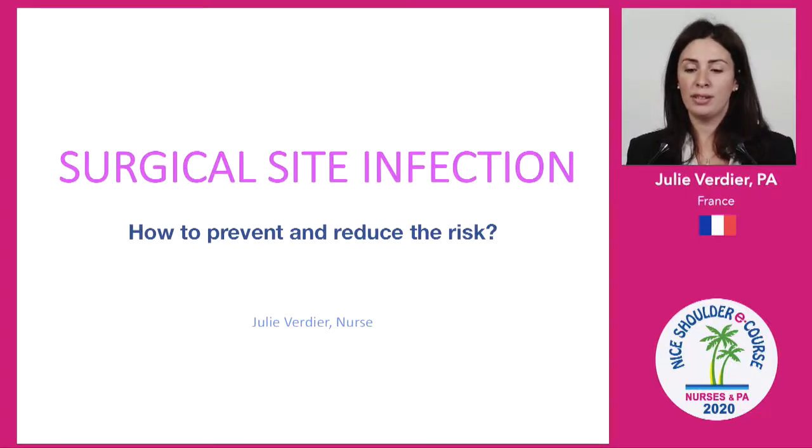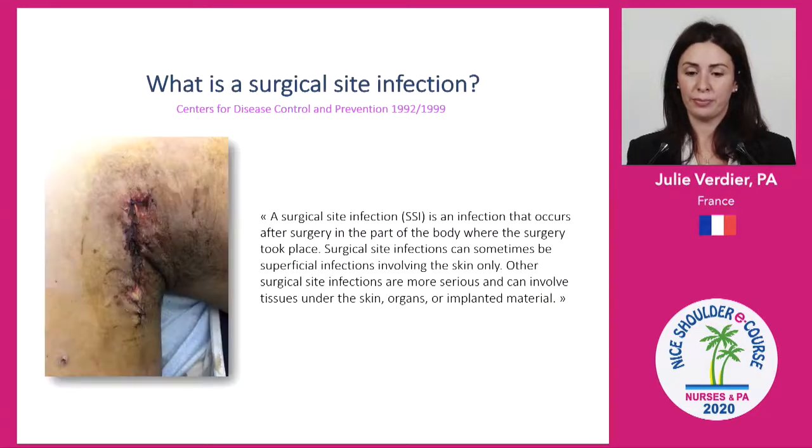Today, I will be presenting how to prevent and reduce the risk of surgical site infection. The definition of a surgical site infection is an infection that occurs after surgery in the part of the body where the surgery took place. Surgical site infection can sometimes be superficial infections involving the skin only. Other surgical site infections are more serious and can involve tissues under the skin, organs, or implanted material.